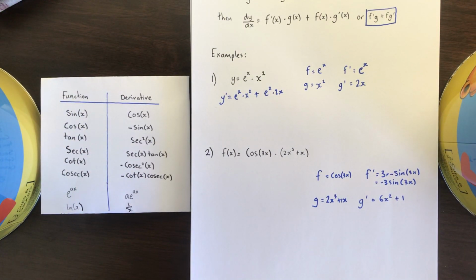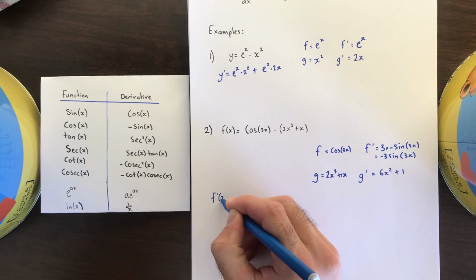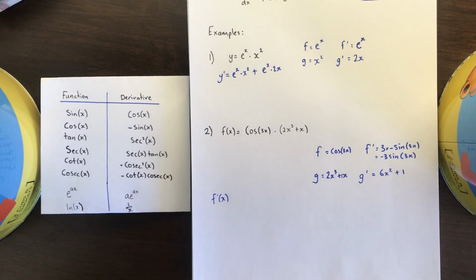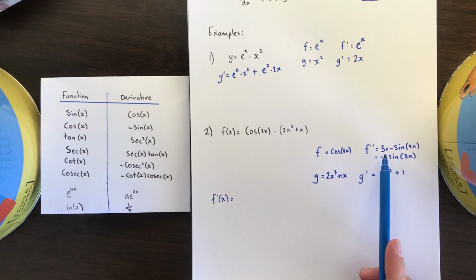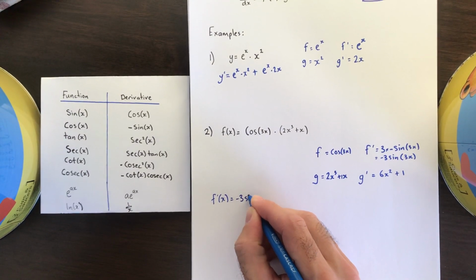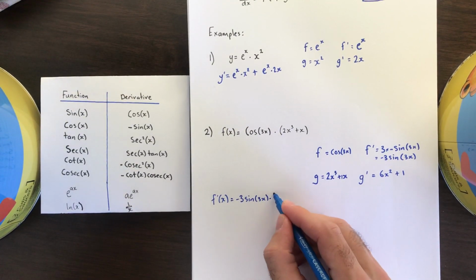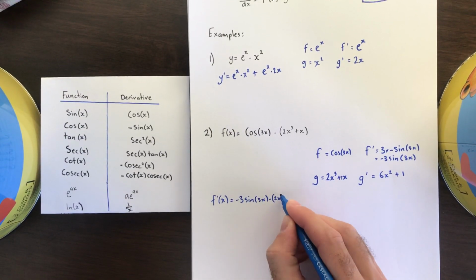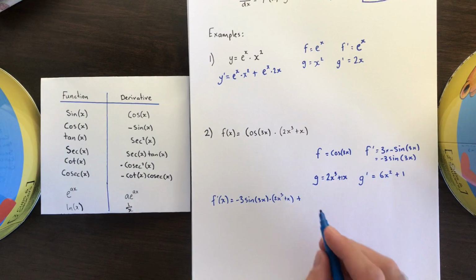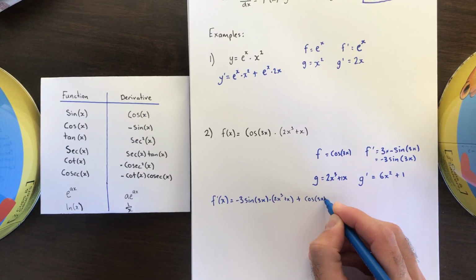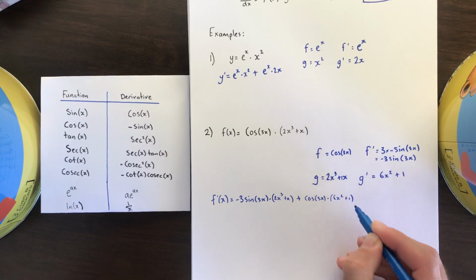Alright, so putting this all into my formula, it's going to take up a bit of space, so I'm just going to go below this. We're going to have f dashed of x equals, using my formula, f dash g, negative 3 sine 3x times g. There's two things here, so I need to put them in a bracket, 2x cubed plus x, and plus f g dash, cos 3x multiplied by, again there's two things, so I'll put them in a bracket, 6x squared plus 1. Final answer.